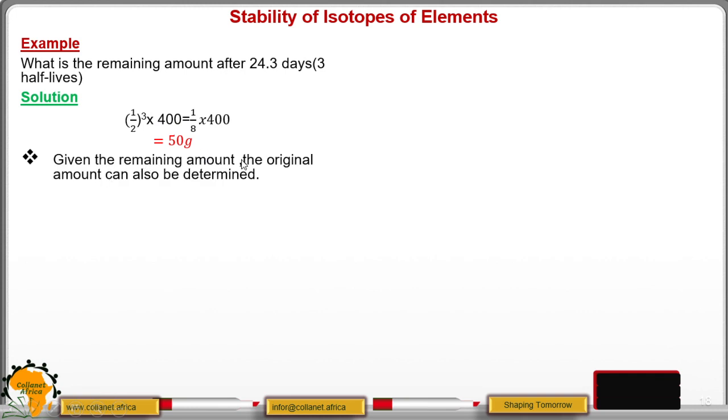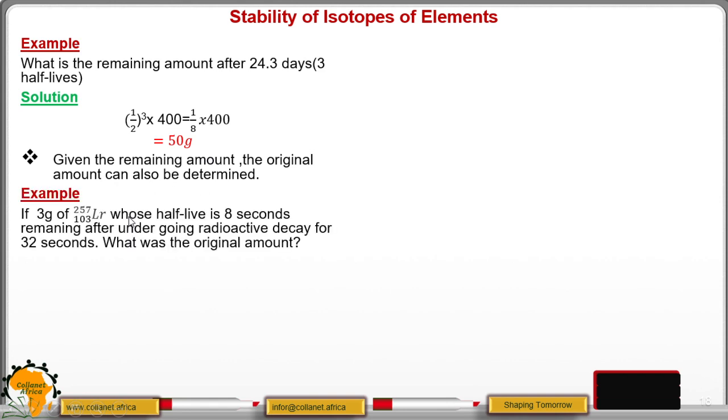Then, given the remaining amount, the original amount can also be determined. For example, if 3 grams of this element, whose half-life is 8 seconds, remain after undergoing radioactive decay for 32 seconds, what was the original amount? You are given the half-life, and you have been given the time, that is 32 seconds, and you're given 3 grams that are remaining. So we proceed as follows.